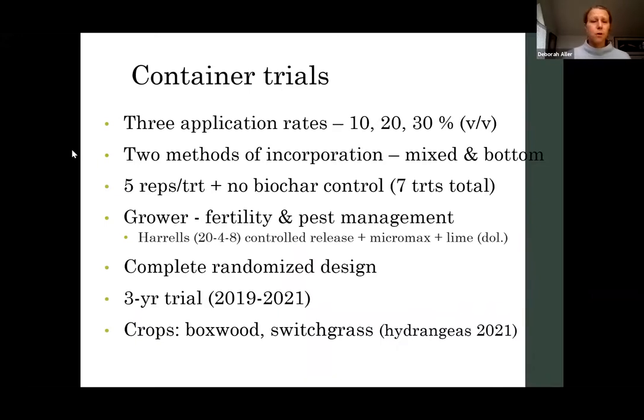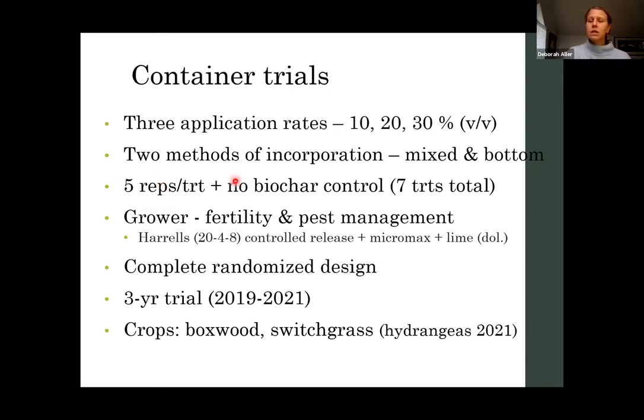And now some treatments for the containers. So similar to Neil's studies in basil and tomatoes, we used 3 different application rates. We did slightly higher application rates than he had used. We looked at 10, 20, and 30% by volume. And we were using a standard peat and bark based soilless media.